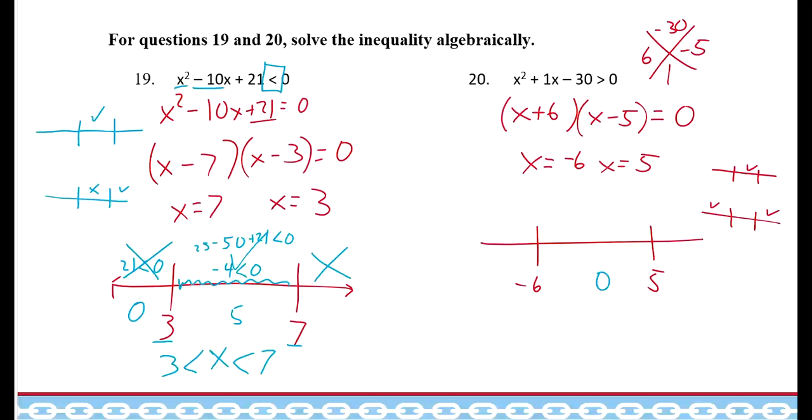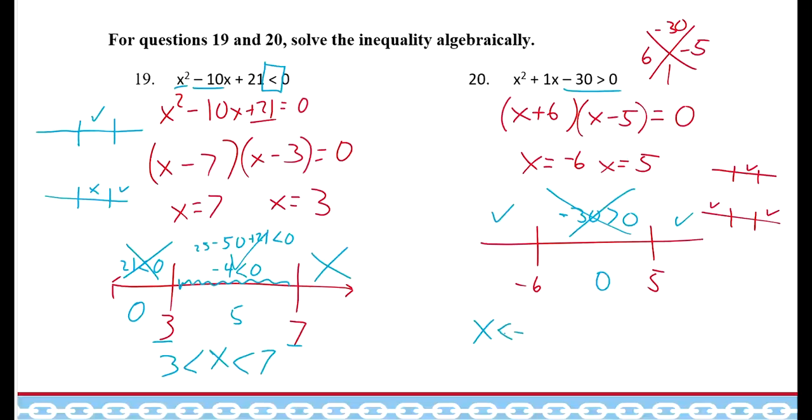So 0 squared is still 0, plus 1 times 0, which is still 0. So that leaves me with the negative 30 greater than 0. Is that a true statement? No, that is a false statement. So if the false is in the middle, the true parts have to be on the outside.